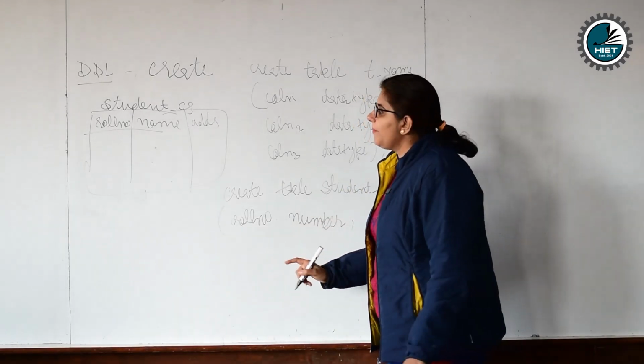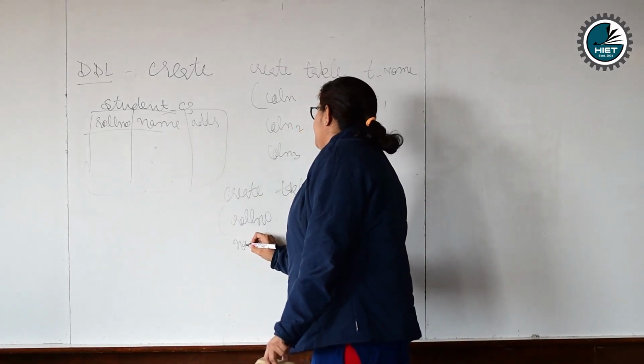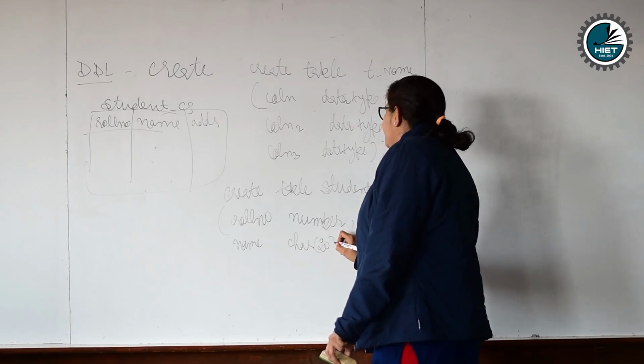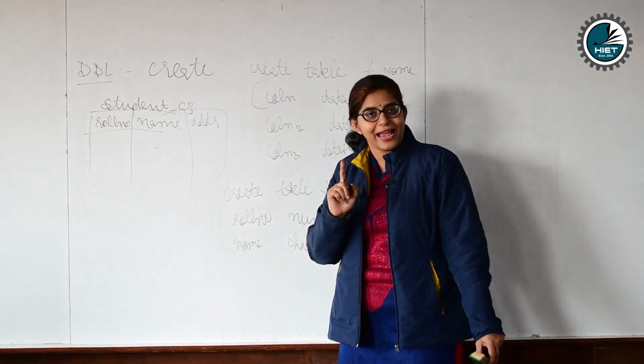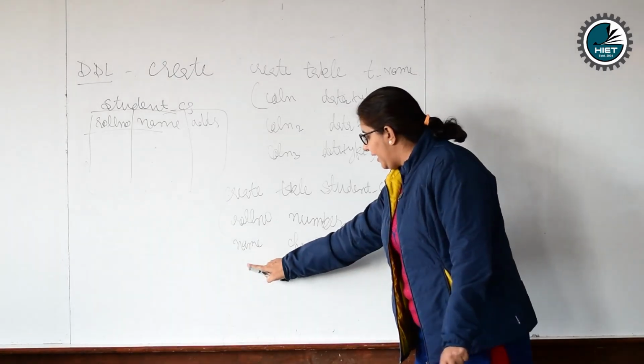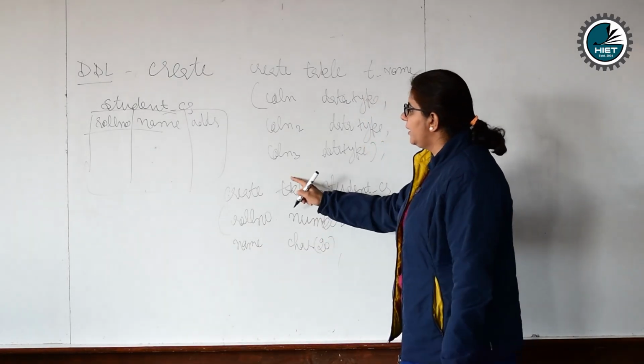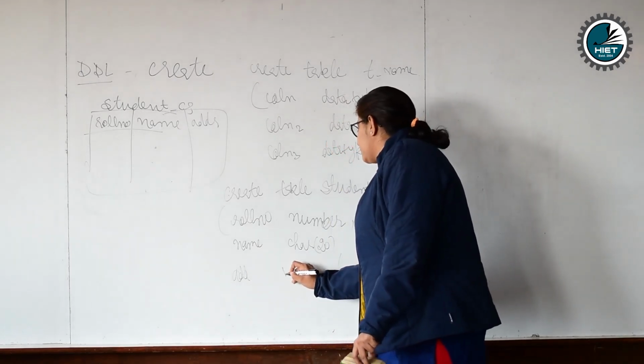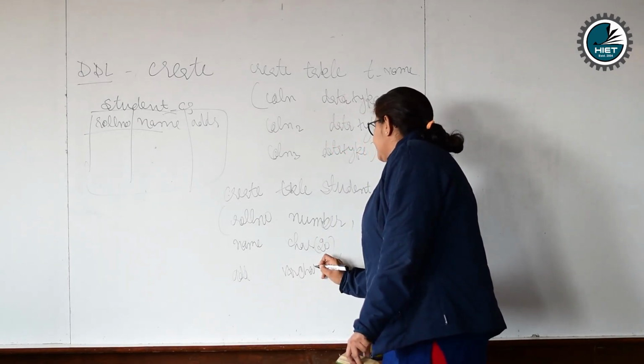Comma. Next column is name. Name, char. In name you have to decide for the string, you have to give the size of that column. Okay. Name, char 20, comma. Next column is address. Next one is varchar 20.